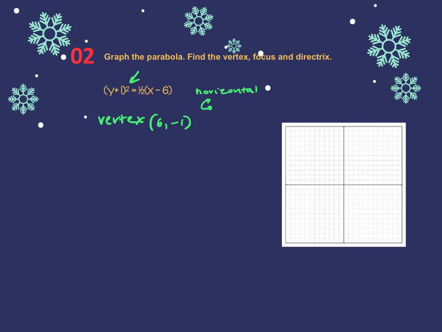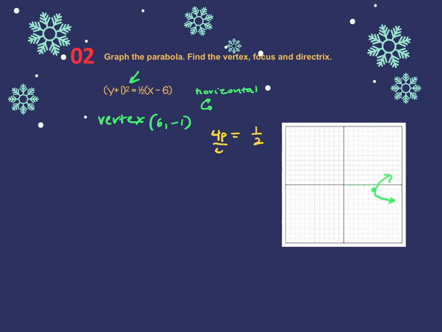So now I go 6, -1. 1, 2, 3, 4, 5, 6, -1. There's my vertex. And I know it's going to point to the right because I have a positive 4p. So I already know the shape of my curve. Then what? What's 4p? A half. Yuck. Then what?